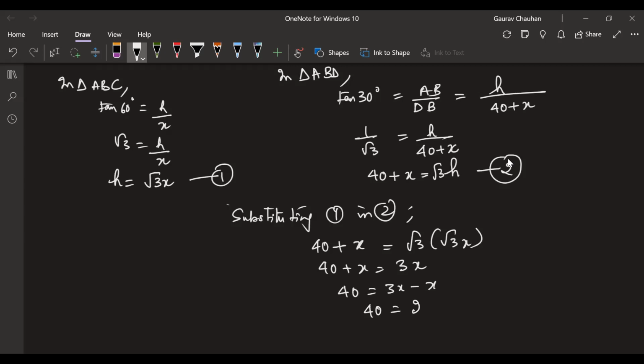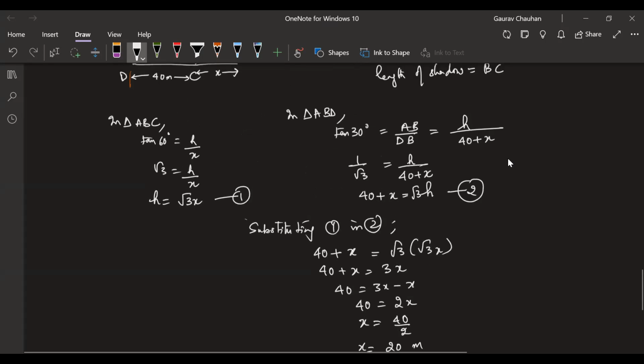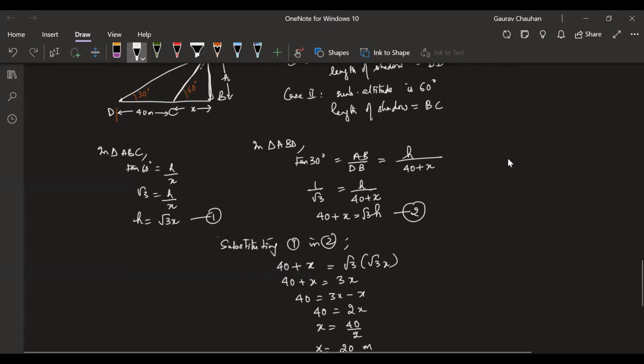So 40 is equal to 3X minus X. 40 is equal to 2X. X is equal to 40 by 2. X is equal to 20 meters. Leave the meter out. We'll write it when we write the final answer if you don't want to write it now, but anyhow, it's fine. X is equal to 20 meters. So I've got X now.